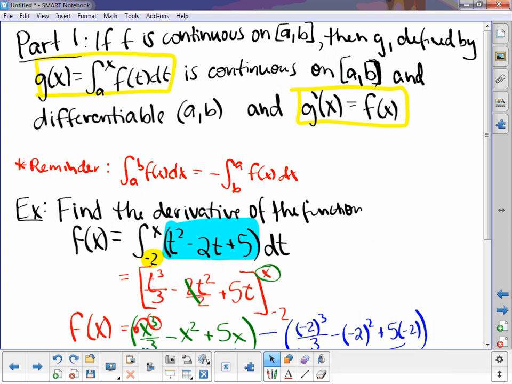Questions before I have you do another practice problem? I think it's pretty cool. It's like a shortcut. You don't have to do this every single time. You can go just boom to your answer. So, with that being said, let's have one of those boom moments.